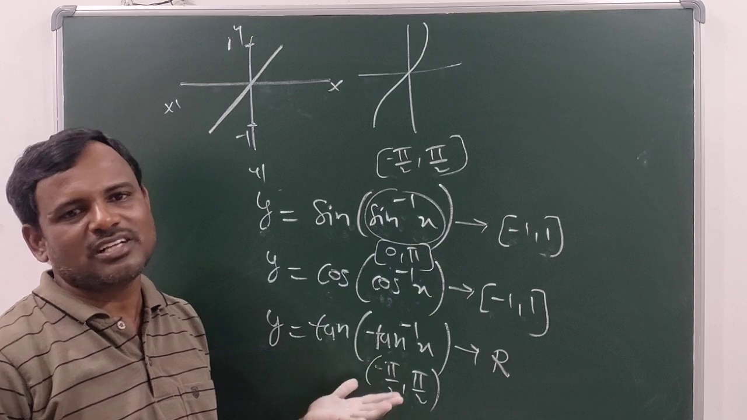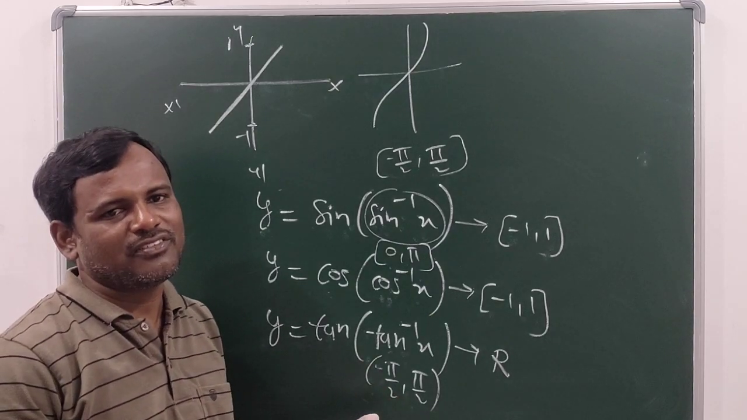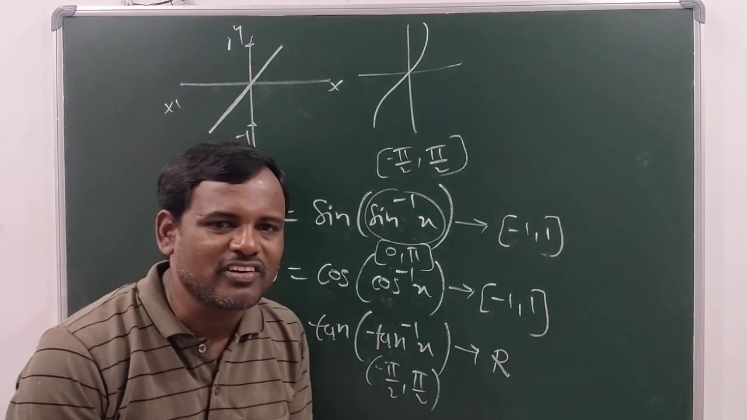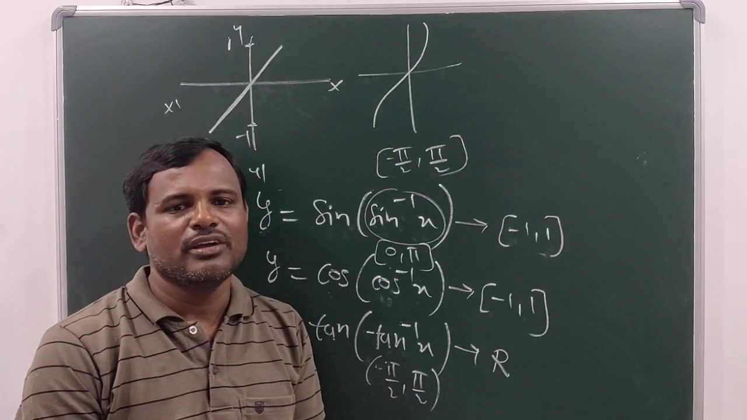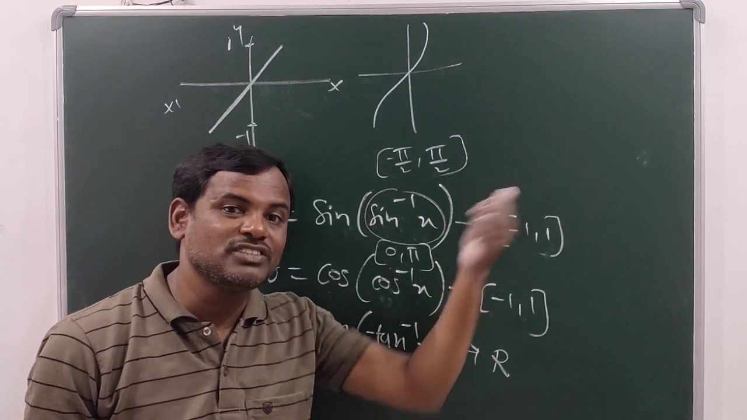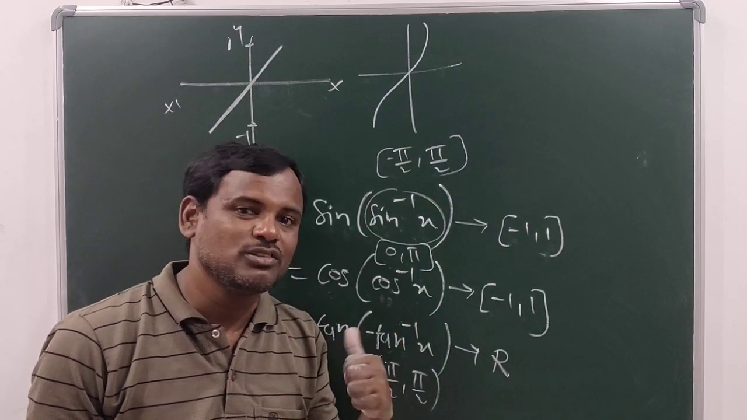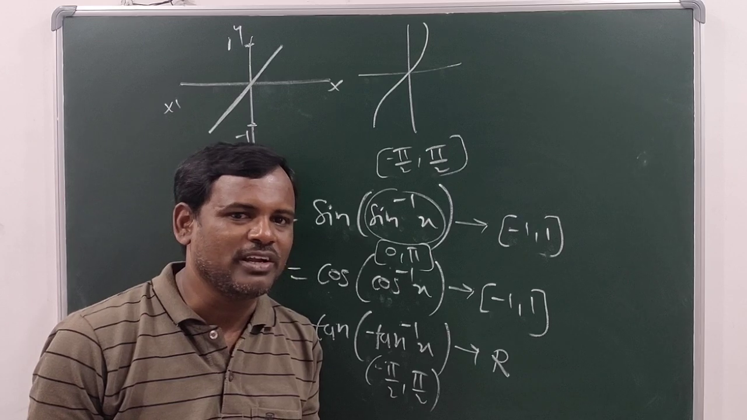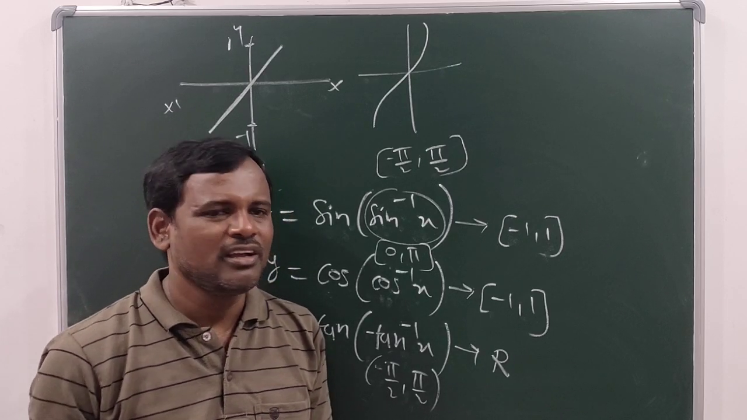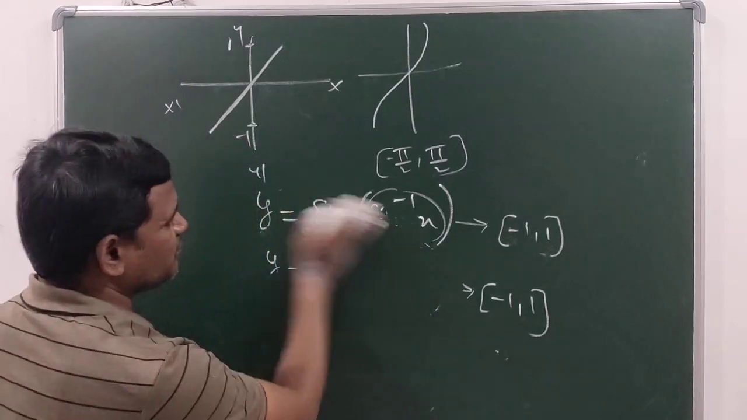It means there is no chance for the graph to repeat. Hence these are called non-periodic functions, whose period is not possible. But the period of sin inverse of sin x was 2 pi, the period of cos inverse of cos x was 2 pi, and the period of tan inverse of tan x was pi. Now let us go to the other inverse functions.